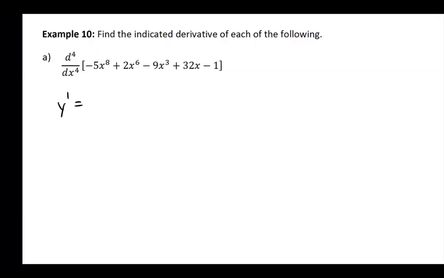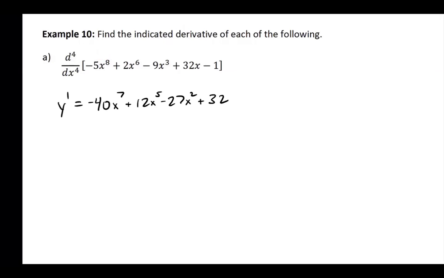So multiply it here. We get negative 40x to the 7th plus 12x to the fifth minus 27x squared plus 32, and that's it, right? Okay, what do you think I'm going to do next? I'm not to the fourth yet. What do you think I'm going to do next?